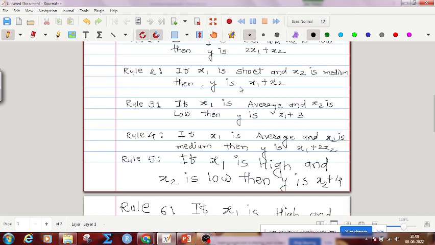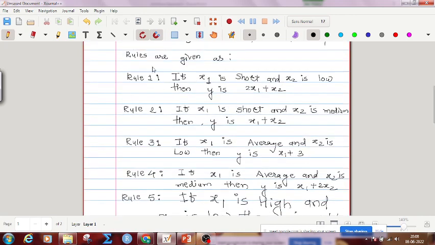Now let me show you all the rules. Should I consider rule number 1? Yes, please everyone read it carefully and tell me, should I consider rule number 1? No, ma'am. x1 is short but x2 is not medium, so I cannot consider this rule. Okay. Now consider the second rule. x1 is short and x2 is medium. Should I consider this rule? Yes. Okay. Rule 3: x1 is average and x2 is low. Should I consider this rule?